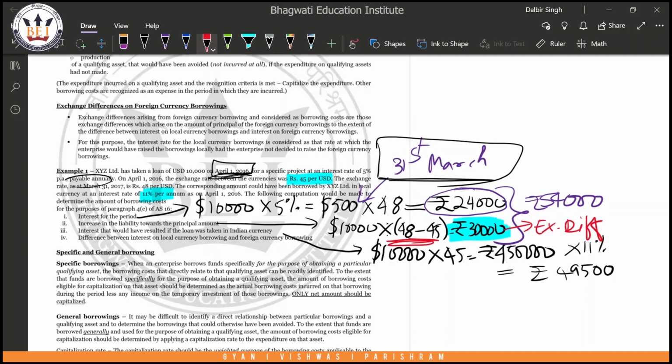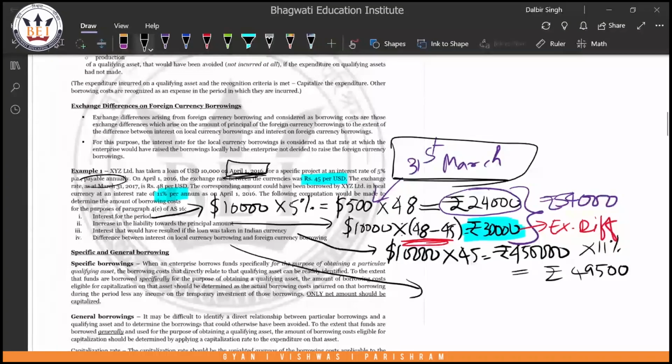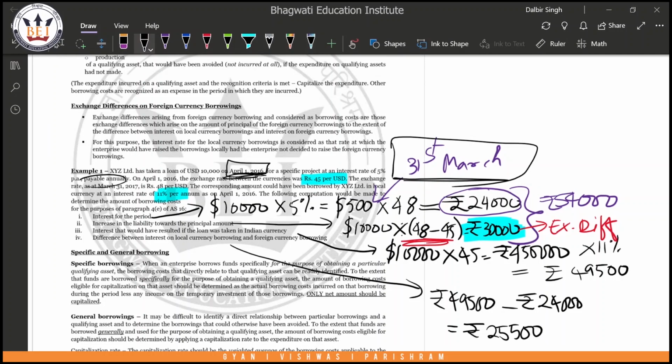Yes, so now here comes the part. Now let's see the fourth part. They said, what is the difference between interest on local currency borrowing and foreign currency borrowing? Now what they are asking you is, what is the interest in local currency borrowing? It is 49,500. What is the interest on foreign currency borrowing? It is 24,000, which means when I just compare interest to interest, I have saved 25,500 in interest. Now that is just with respect to this question.